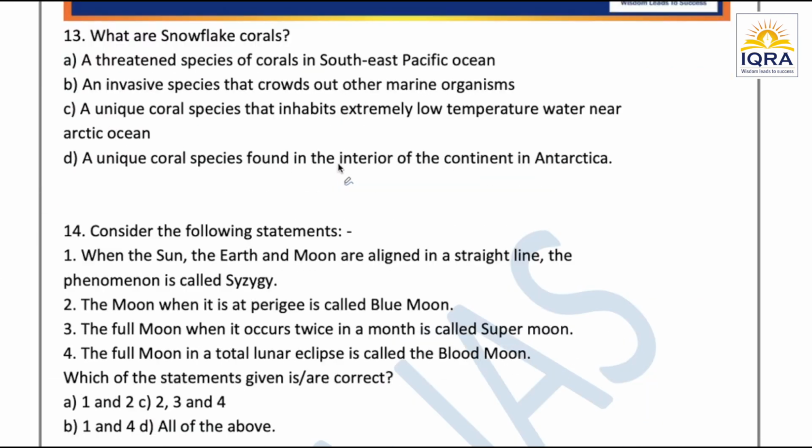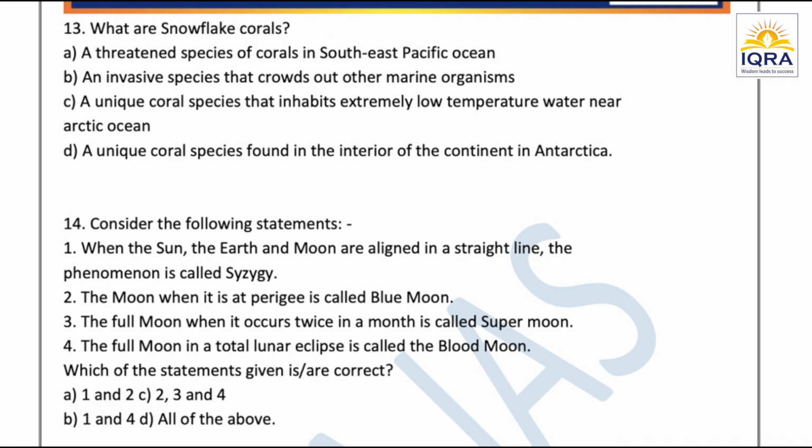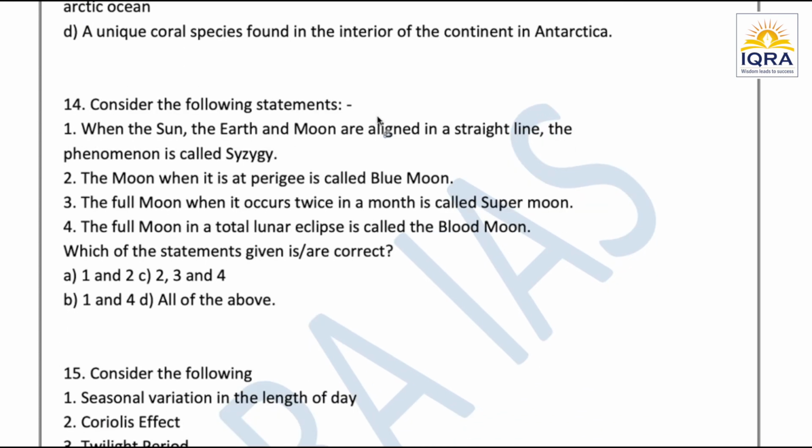Right, moving on to the next question. Question number 13. Question number 13 says, what are snowflake corals? So snowflake coral is an invasive species from Hawaii and the native of tropical Western Atlantic and Caribbean. So here statement 2 becomes the correct answer, that it is an invasive species that crowds out other marine organisms, and in India it has been reported in Andaman and Nicobar, Gulf of Mannar, Gulf of Kutch and Goa, okay.